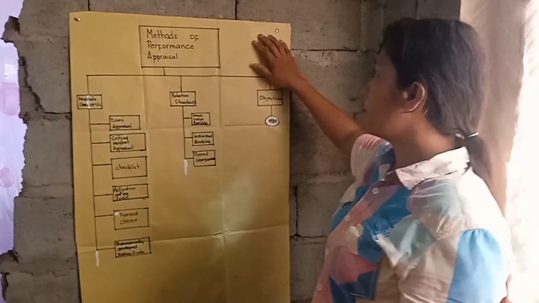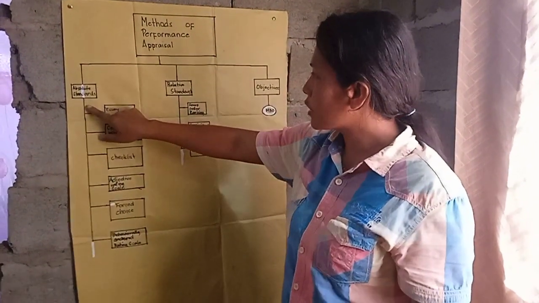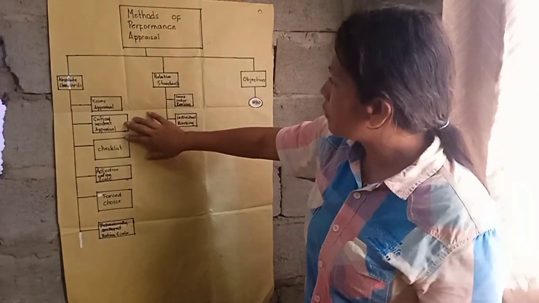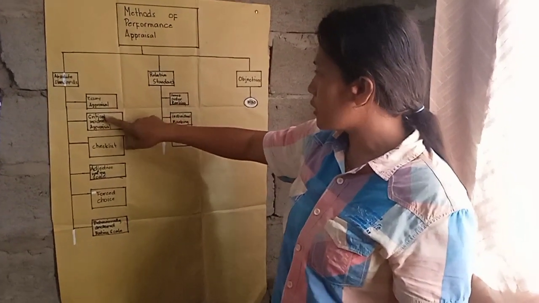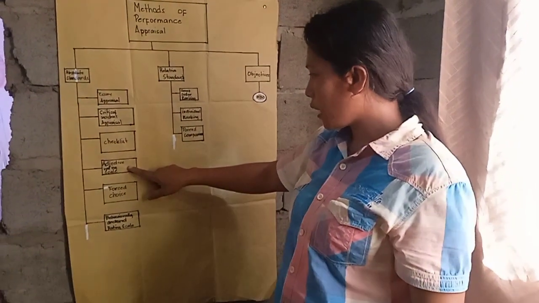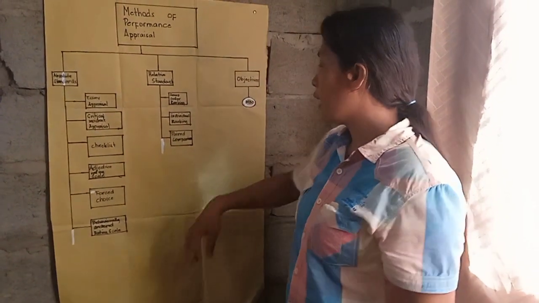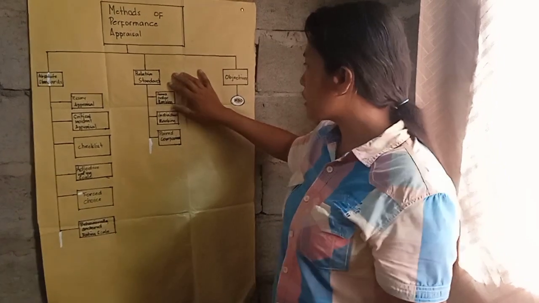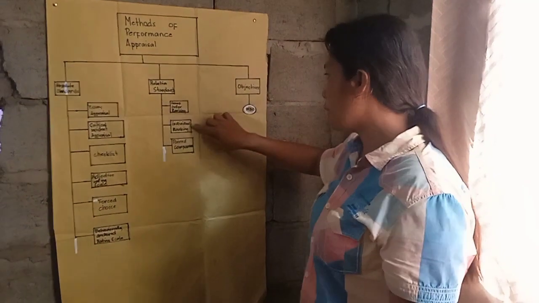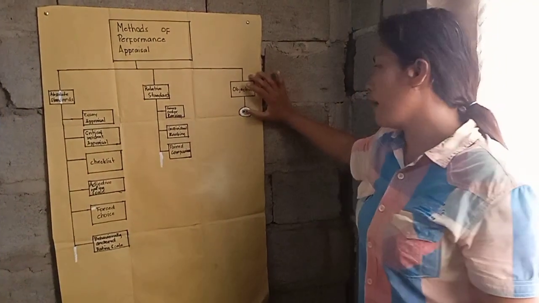This is the diagram of methods of performance appraisal. This is the absolute standard, relative standard, and objectives. Under the absolute standards, there is essay appraisal, critical incident appraisal, adjective rating scale, forced choice, and behaviorally anchored rating scale. And for the relative standards, there is group order ranking, individual ranking, and paired comparison. And under the objectives is only the MBO.